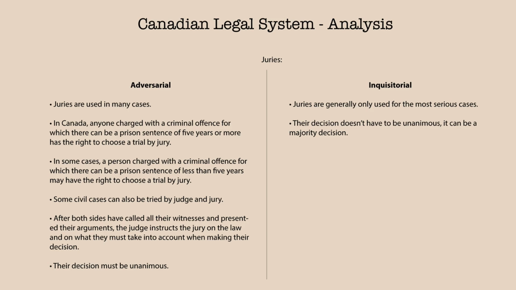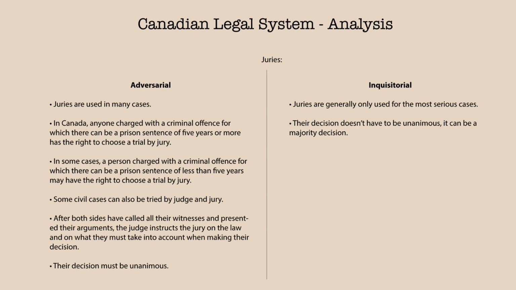In the adversarial system, juries are used in many cases. In Canada, anyone charged with a criminal offense for which there can be a prison sentence of 5 years or more has the right to choose a trial by jury. In some cases, a person charged with a criminal offense for which there can be a prison sentence of less than 5 years may have the right to choose a trial by jury. Some civil cases can also be tried by judge and jury.